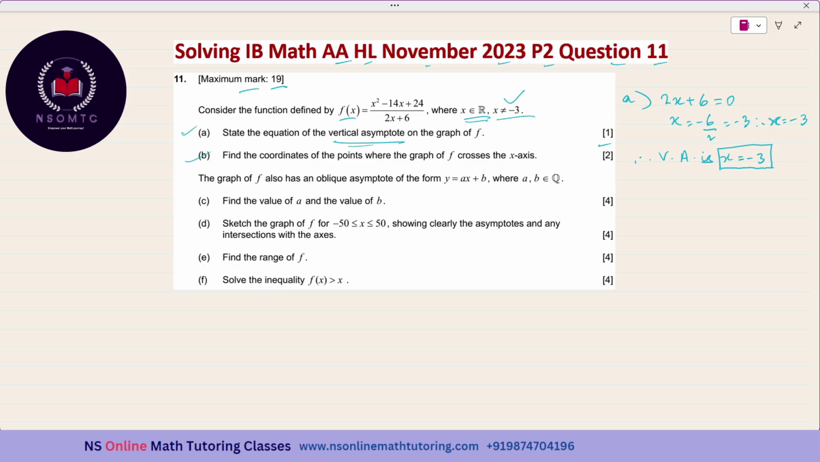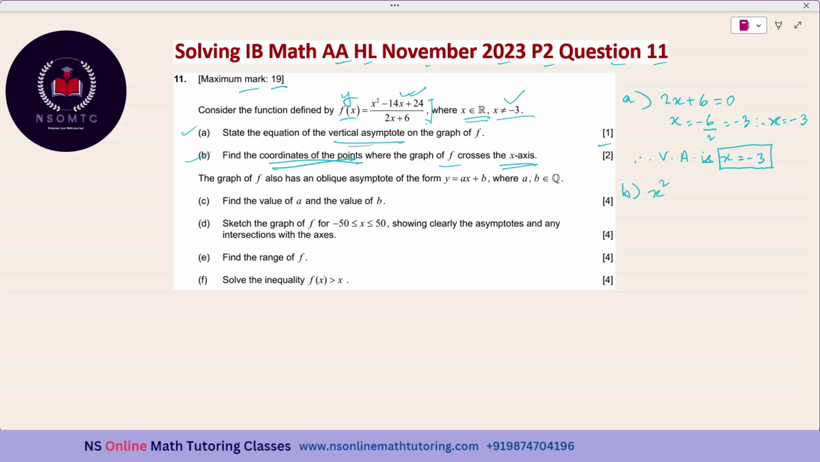Subpart B, find the coordinates of the points, not only the x coordinates of the points, where the graph of f crosses the x-axis. That means the zeros, where the y value will be equal to 0. And y is equal to this. If you have a fraction value equal to 0, then of course the numerator is equal to 0. So we will be equating the numerator to 0.